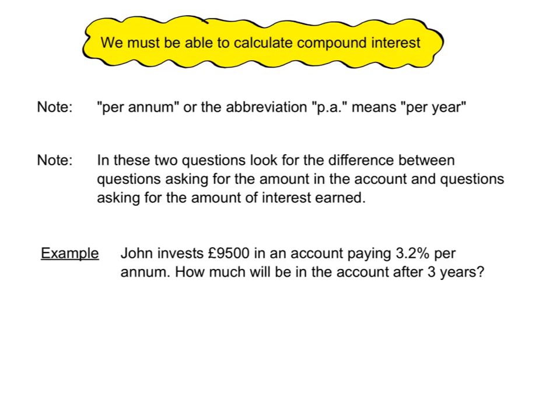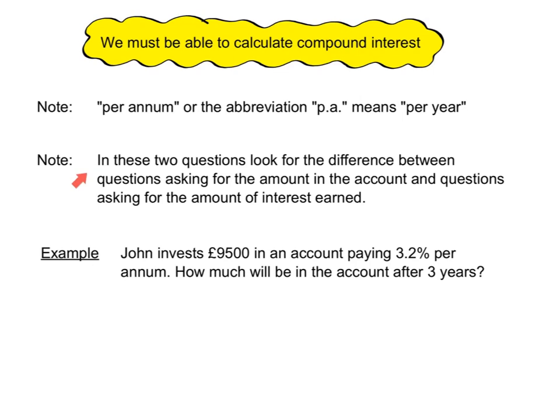In this section we'll look at compound interest, where the vast majority of the questions you see will be based on people's savings and the interest rates that they receive from their bank, and therefore the amount of money the bank pays them for saving. There are a couple of notes here we need to be aware of. First note here is per annum, or the abbreviation PA, means per year.